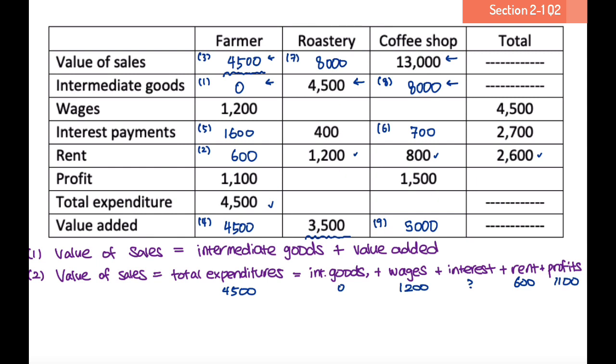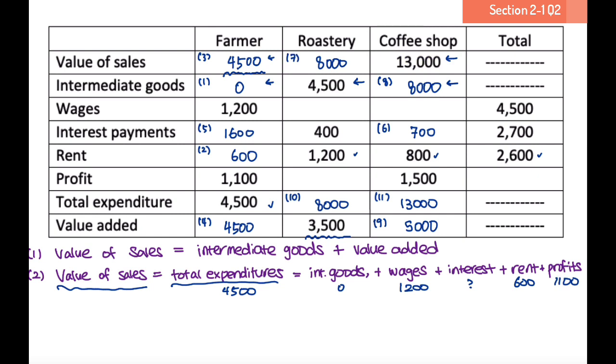Now, we can also figure out the total expenditures for the roastery and the coffee shop, because we know that the value of sales is equal to total expenditures. The value of sales from the roastery is 8,000, so the total expenditure would also be 8,000. For the coffee shop, the value of sales is 13,000, so total expenditure would be 13,000.